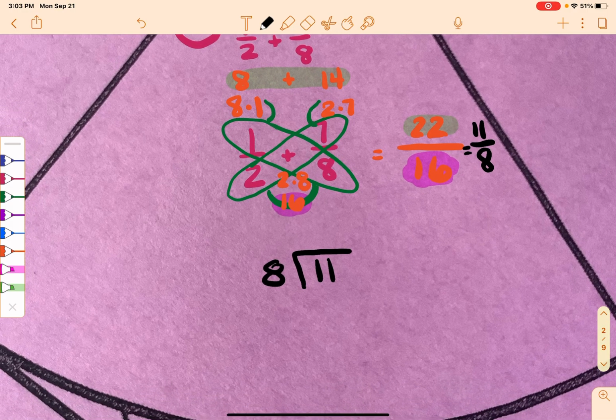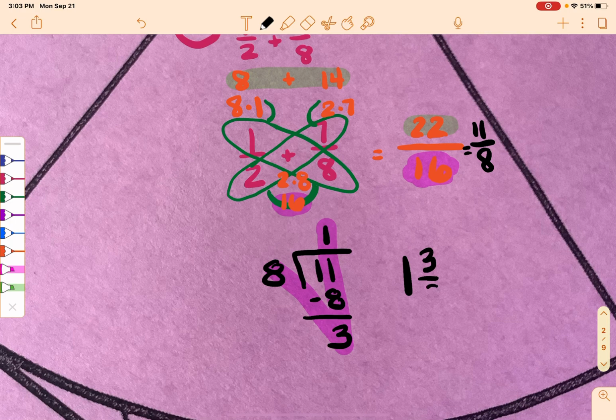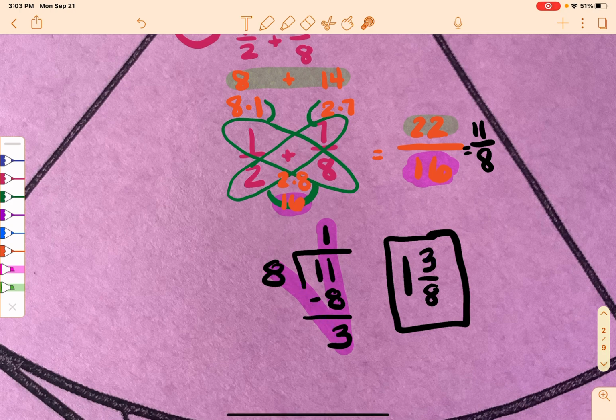So 8 would go into 11 one time with 3 left over. So it's 1 and 3/8. Now remember, I am using this check mark method to make sure I get my numbers in the right spot over here. That will help you as far as making sure that part is correct.